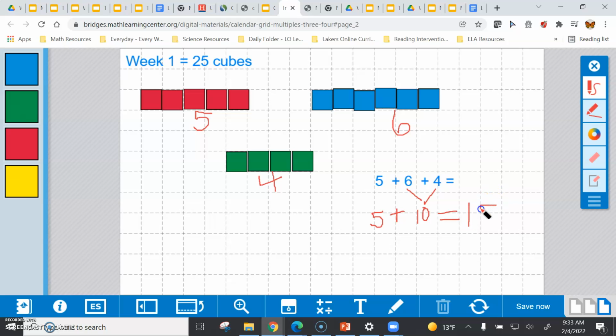15. Good job. We're going to do more of these because I want you to see when you see math facts that may even have 3 numbers, use what you know to help you figure out the answer. Have an amazing day.